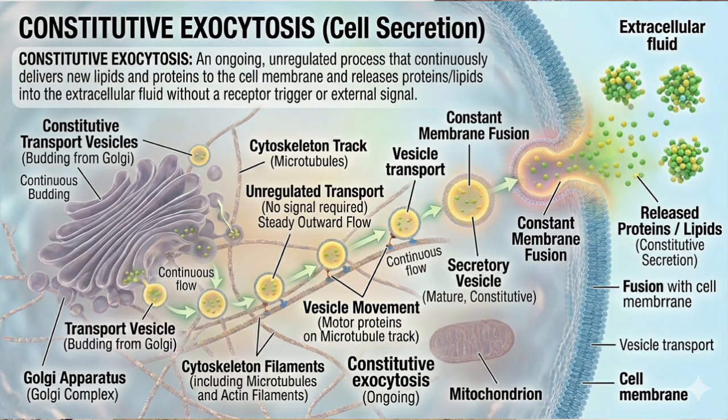Exocytosis occurs in two main forms, each defined by timing and control. The first is constitutive exocytosis, a continuous and ongoing process where substances are released as soon as they are produced. There is no waiting period. Vesicles are constantly formed, transported, and fused with the membrane. This is essential for maintaining the cell's structure as it ensures a steady supply of membrane components and proteins. Without this continuous flow, cells would struggle to maintain their integrity and function.